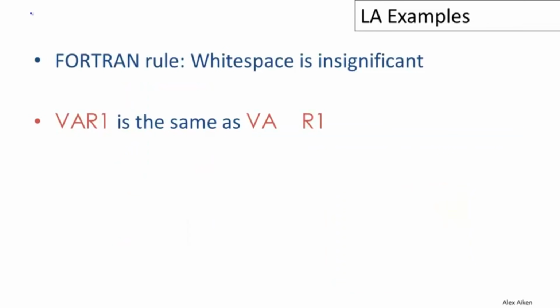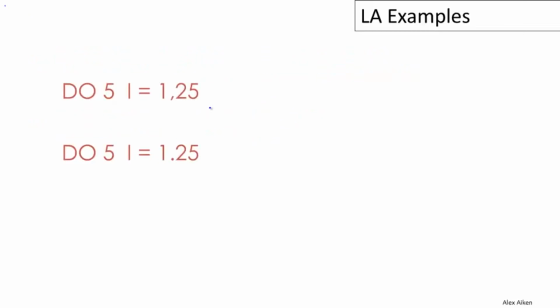So we've already talked a little bit about Fortran, and one of the interesting lexical rules in Fortran is that white space is insignificant. So white space doesn't matter, and something like var1, which could be a variable name, is exactly the same as va space r1. So these two program fragments have to mean exactly the same thing. And the idea in Fortran is that you could take your program and delete all the blanks from it, and that shouldn't change what the program means at all.